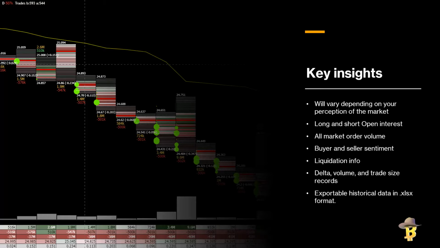You can also export the footprint bar statistic data into an Excel file, and then if you're good with Excel, you can run it through certain formulas and maybe get some good information from that as well.